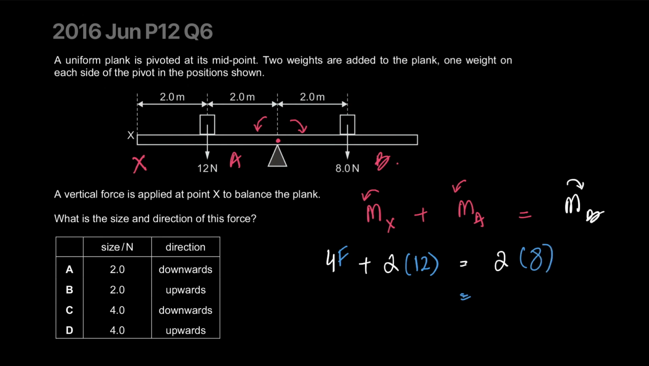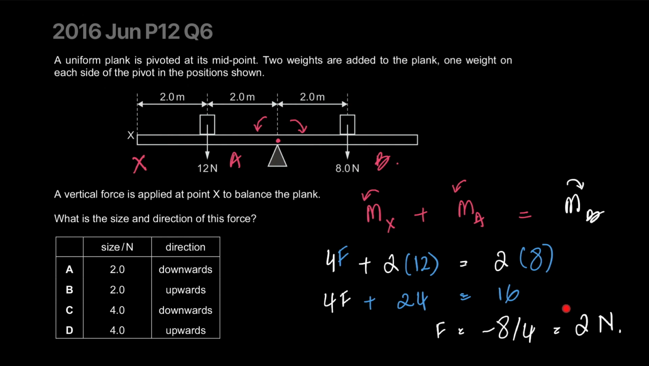Equals 16, and that's 2 times 12 is 24, and the force is still 4F, right? Now F will come out to be 16 minus 24, and we're getting a negative answer. That's negative 8 divided by 4, negative 2 newtons. That's the force required, right?